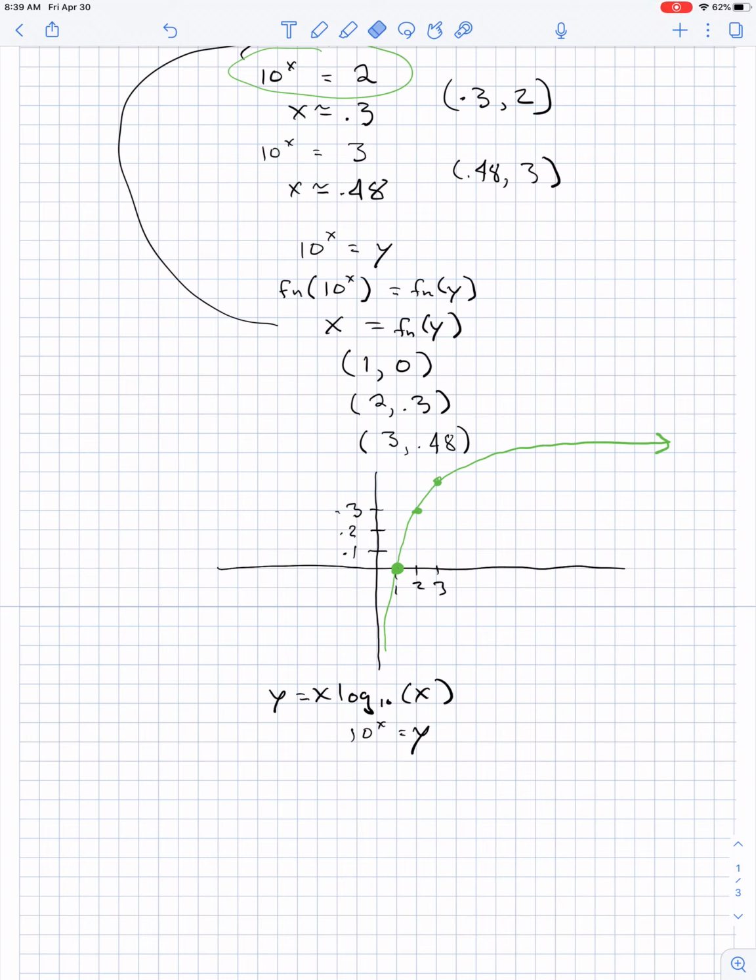Excuse me, I made a little mistake here. That x shouldn't be there. y equals log base 10 of x. Okay, those guys are inverse functions. That's what the logarithm really is.